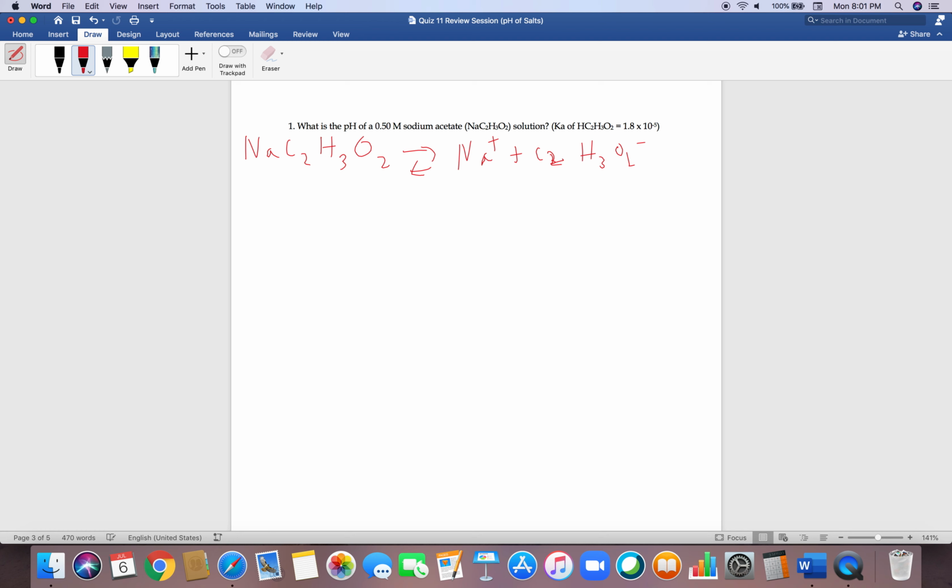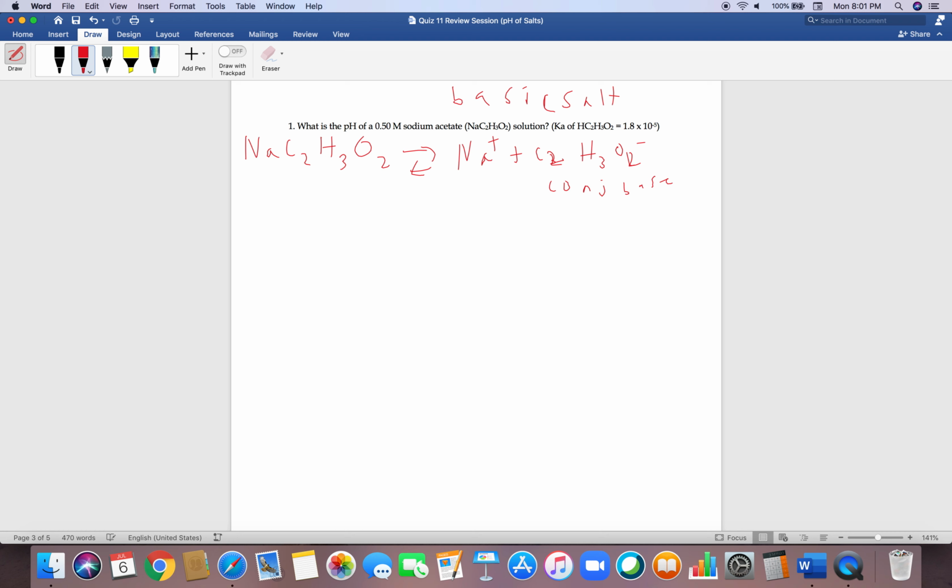So this here is the only thing that could be contributing to our pH, and this is our conjugate base. So we know that sodium acetate is going to be a basic salt, because not only does it come from a weak acid, but we're forming a conjugate base in our dissociation, and this conjugate base is the only thing that's contributing to the pH because the sodium is not.